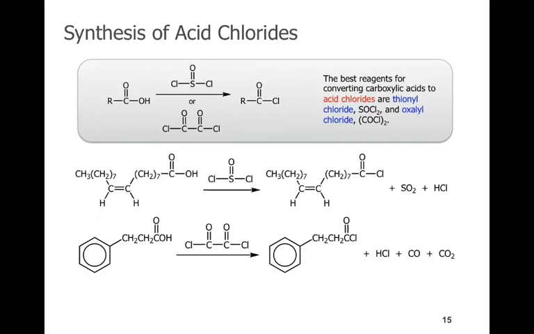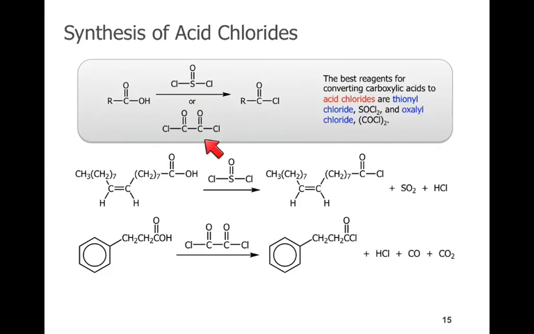So let's talk a little bit about reactions that carboxylic acids undergo. One of the more important reactions that they undergo is the conversion to acid chlorides, and this can be done cleanly with either of two reagents. One of those reagents is thionyl chloride, which we see here. The other is oxalyl chloride. They're more or less interchangeable. These are inexpensive, readily available reagents.